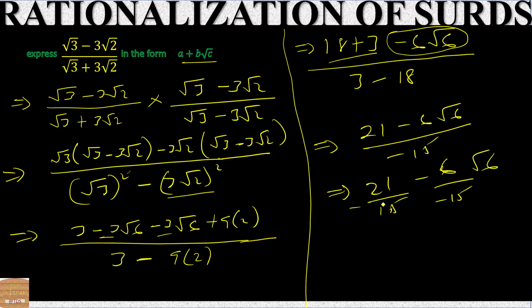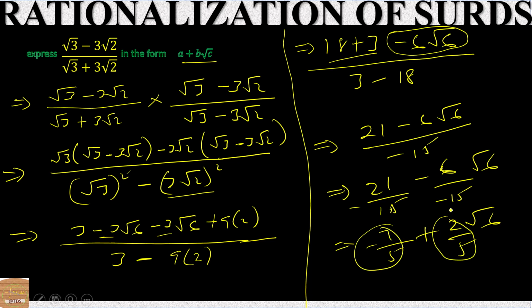Okay, so we have 3 into 21, so 3 sevens are 21, 3 fives are 15. So minus over minus gives plus. So 3 twos are 6, then 3 fives are 15. So we have this as our answer. Alright.